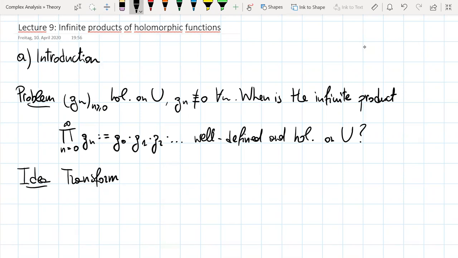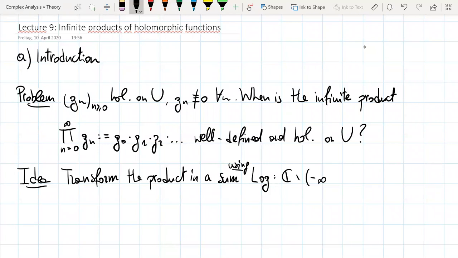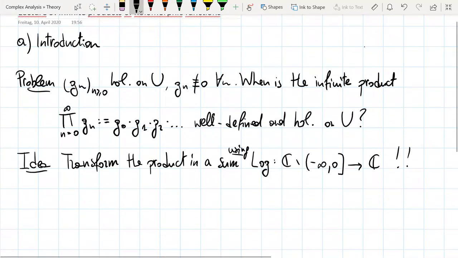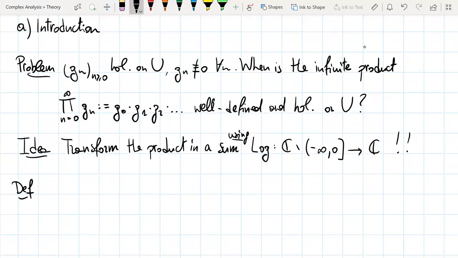So what we want to do is transform the product into a sum. And how are we going to do this? If you remember the properties of the logarithm, this is exactly what the logarithm does. So we will use the logarithm. And here we will take the principal branch of the logarithm defined on the whole C without the negative real axis. Now, using this idea, we can give a definition of what it means to converge uniformly on compact sets. And we will see that this condition will be enough to ensure the well-definedness of the infinite product.